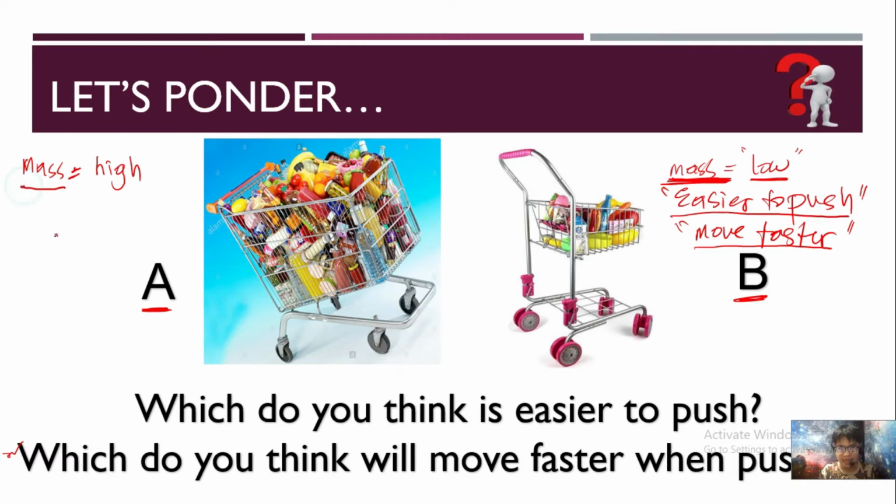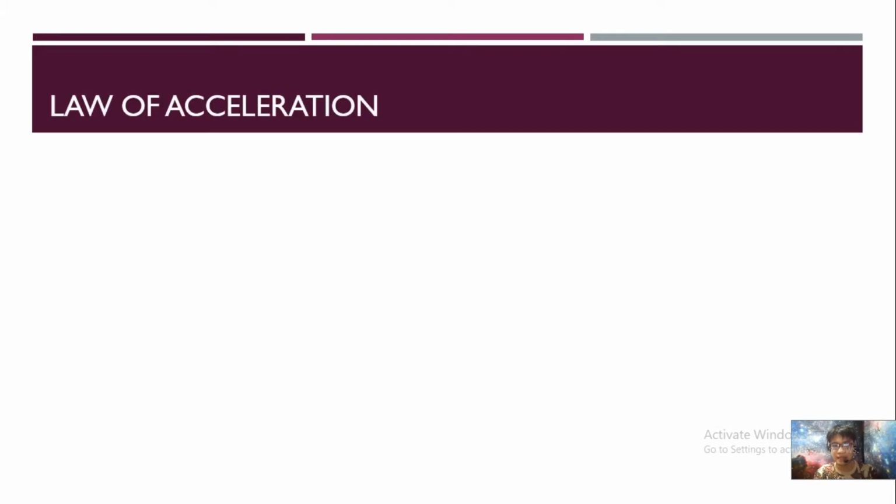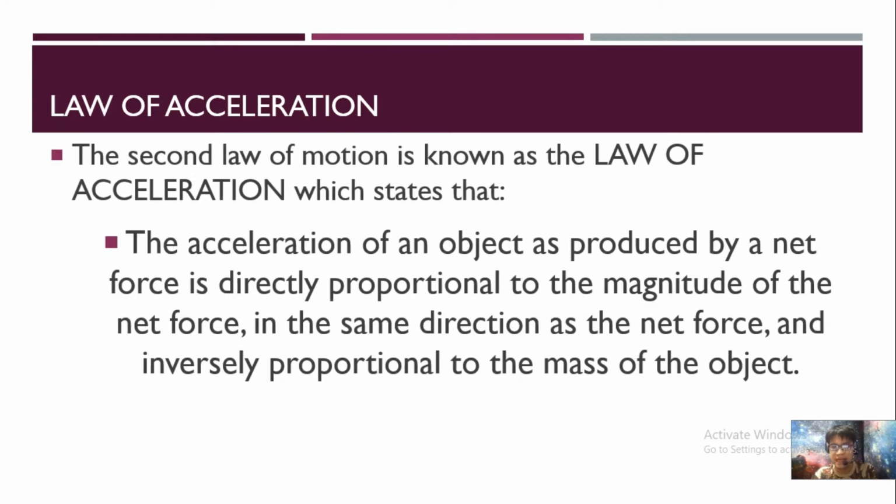So, in our next lesson, we will try to relate the mass, acceleration, and the force exerted on a given object. Our topic is the law of acceleration, which is the second law of motion by Isaac Newton. The second law of motion states that the acceleration of an object as produced by a net force is directly proportional to the magnitude of the net force, in the same direction as the net force, and inversely proportional to the mass of the object.